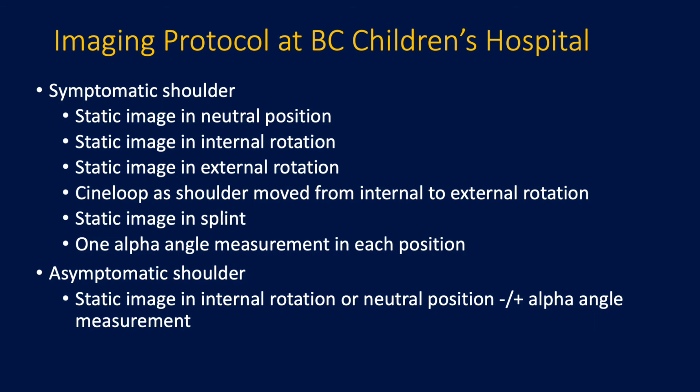For the unaffected or asymptomatic shoulder, we obtain a static image in internal rotation or neutral position, and we'll do alpha angle measurements if the alpha angle is not obviously normal.